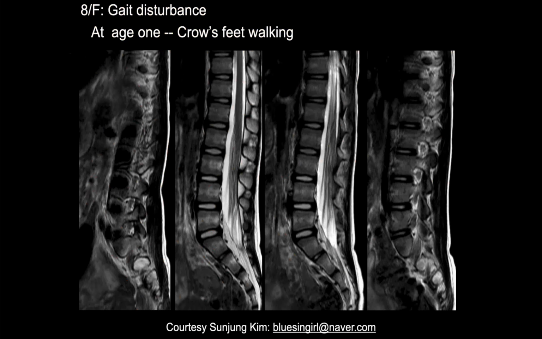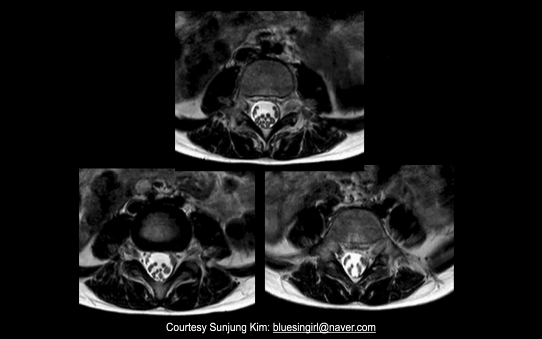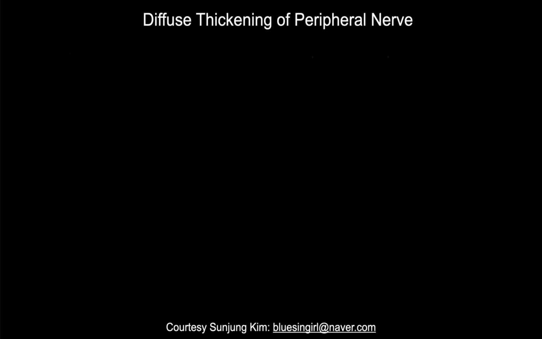Okay, Tyson. All right. Gait disturbance at age 1, crow's feet walking. That's from Korea. I guess the nerve roots are kind of diffusely enlarged. Just for a moment, all of these levels. So here the cauda equina is all thickened as well as the nerve roots of the neuroforamen.